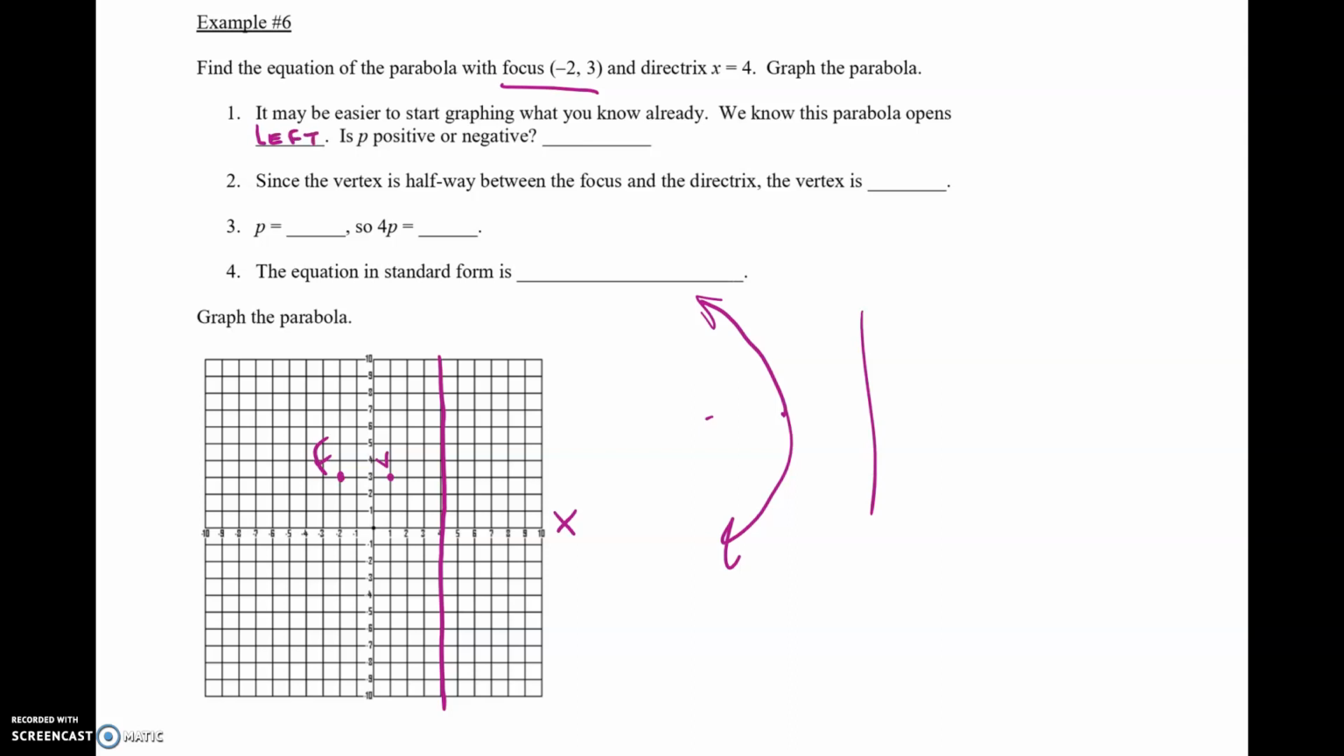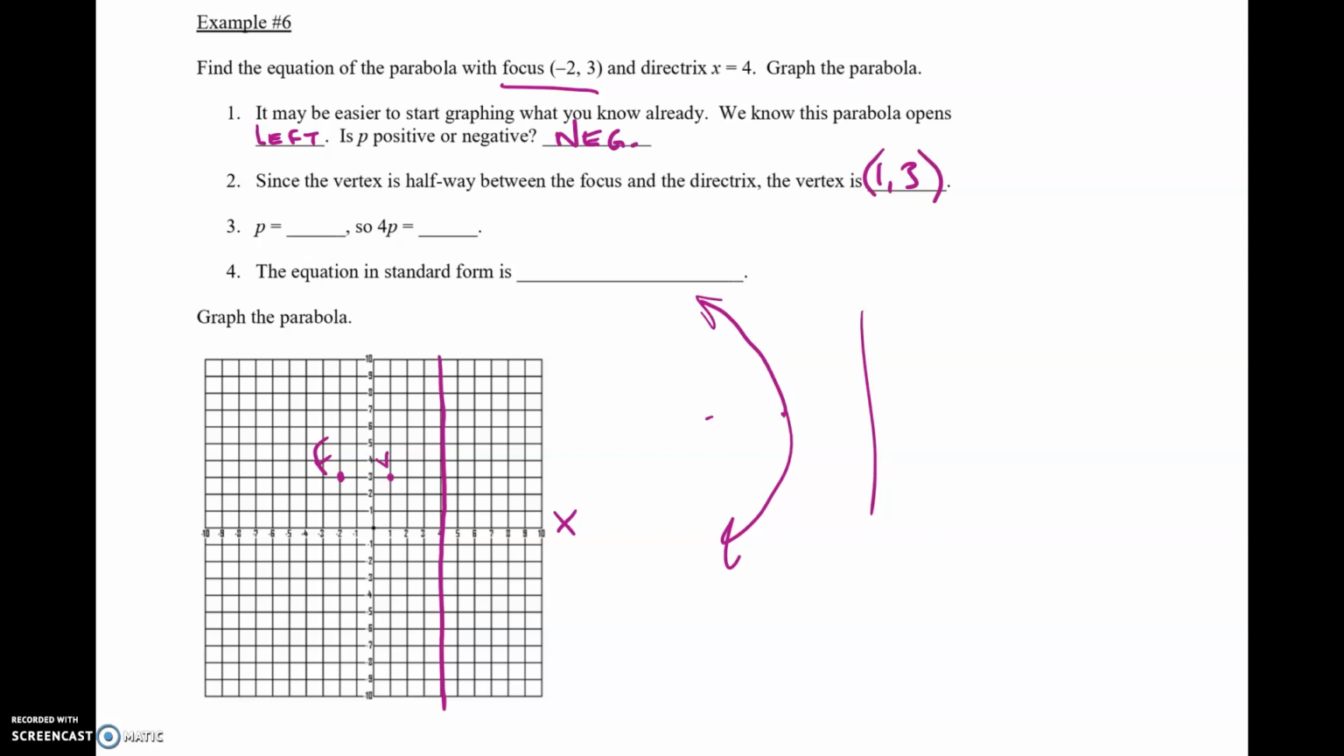Now, p, positive or negative? Go ahead and figure it out and write that down. All right, so if it opens to the left, I know y is squared, because if y is squared, it's either opening right or left, but it's opening to the left. So hopefully you put negative right there. Since the vertex is halfway between the focus and the directrix, that point right there is 1, 3.